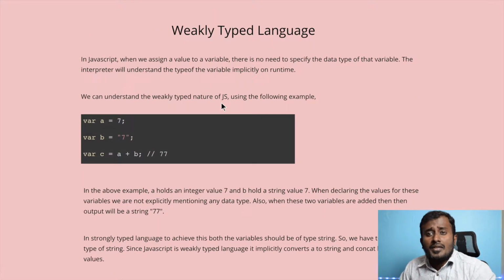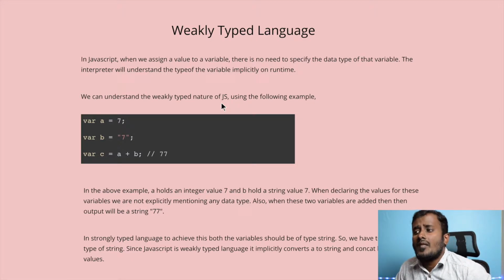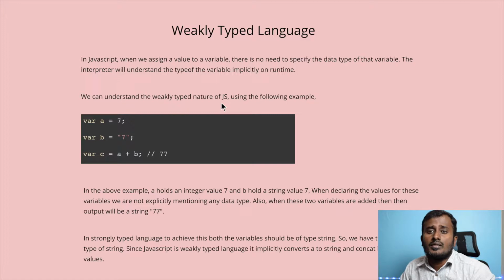Okay, the second characteristic which we are going to learn about is a weakly typed language. When we are assigning a value to a variable in JavaScript, we don't specify a data type explicitly. Internally, the interpreter will understand the data type of the variable based on the value at runtime. Now we have a small example here where we have two variables. One is a, which holds value 7 of type number, and another variable b, which holds value 7 of type string. So the important thing is a holds type of number and b holds type of string.